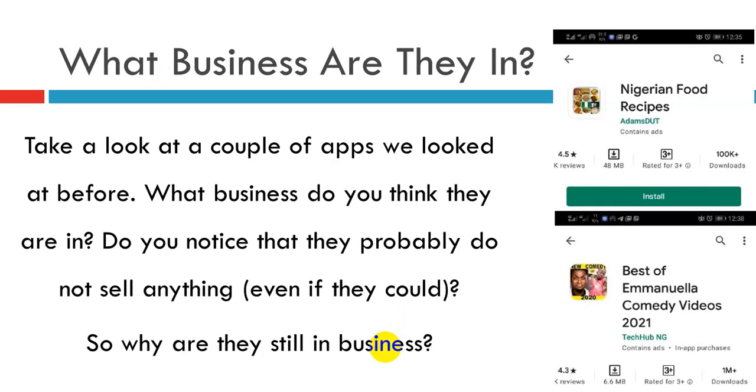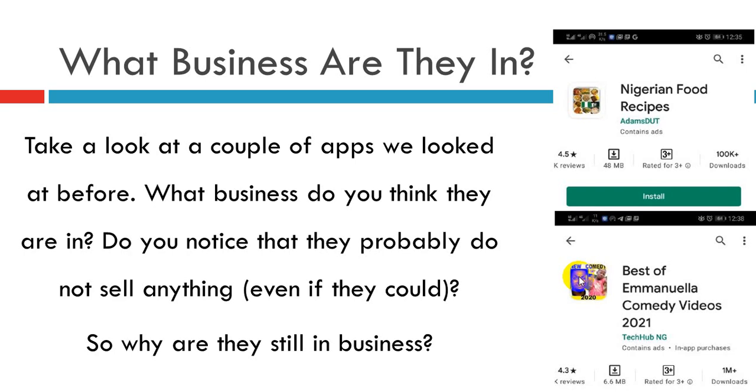So let's take a look at some of those businesses that we looked at before. The apps. Look at this app here, 100,000 downloads. In fact, I found this one. It's a comedy app. It has over 1 million downloads. Best of Emanuela comedy. They are popular. That brand is very popular. So they have over 1 million downloads. And it might not even be Emanuela that's putting it out there. Somebody might just be collating the content and riding on the popularity of these people, Emanuela and co.